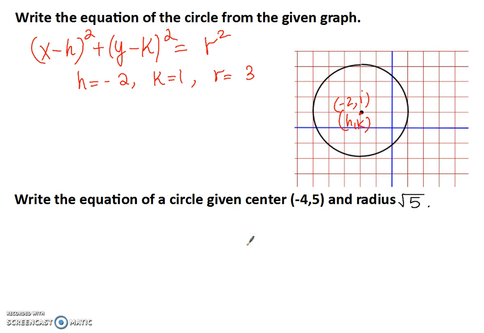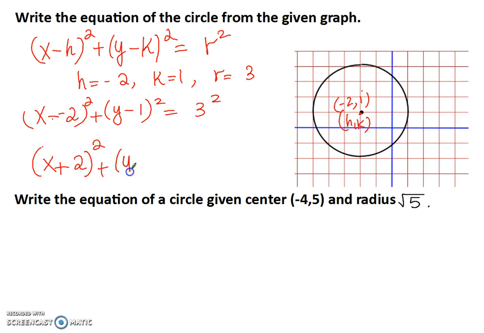Now all we have to do is plug it into this equation. X minus, and h is another -2. So minus of -2. That's how it's going to be. The whole square plus y minus k the whole square is equal to radius square. So let's rewrite it and write it as x. 2 negatives makes a positive. 2 the whole square plus y minus 1 the whole square is equal to 9.